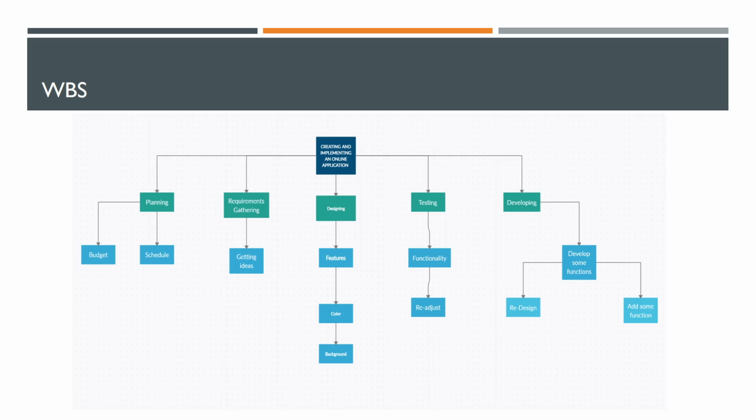So creating and implementing an online application. Second is the planning. So this will be the budget or the schedule when to work on this project. So the requirements gathering. So for example, getting what they like or what they want on that specific program or application or the project. Designing. So designing will be the features, the colors, and also the background. And testing its functionality or readjust. Then developing some functions, redesigning, and also add some functions.